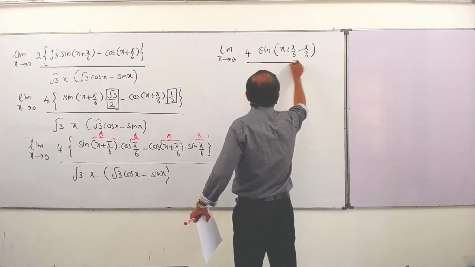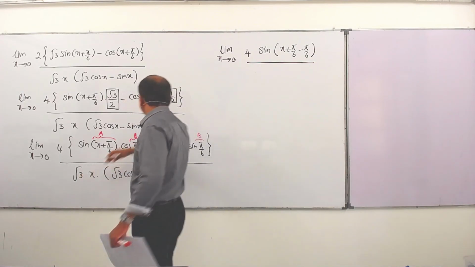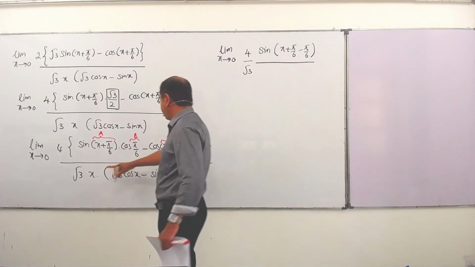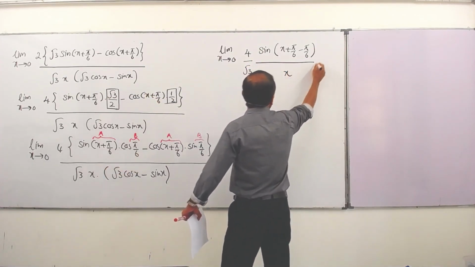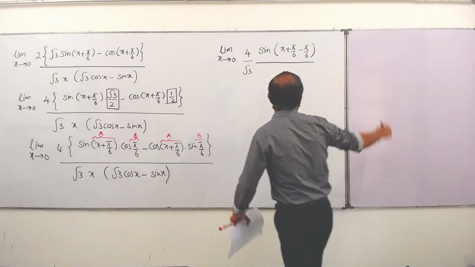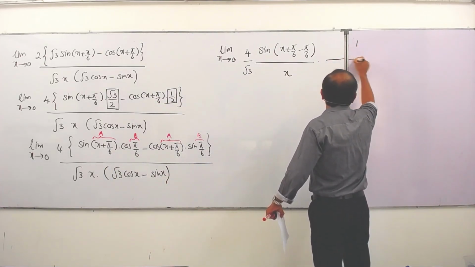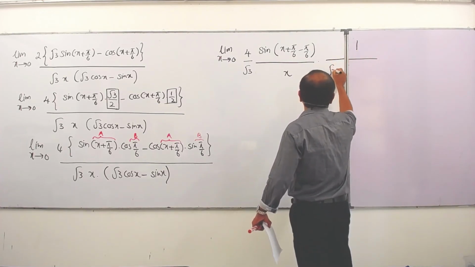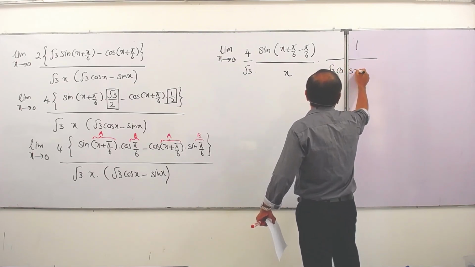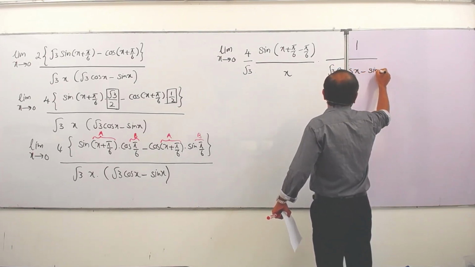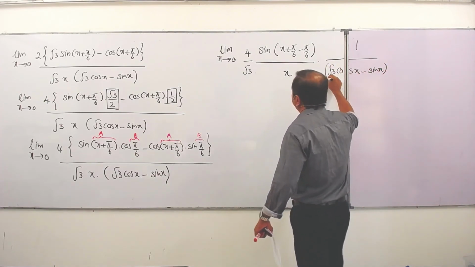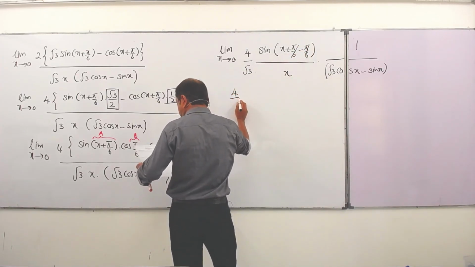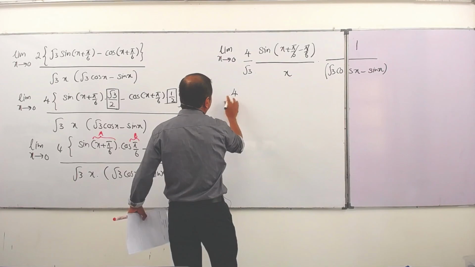Then this root 3, I write below this 4 like this. This x I write here, and this part I write next: 1 over (root 3 cos x minus sin x). Right, now this and this we can cancel down. Right, 4 over root 3.